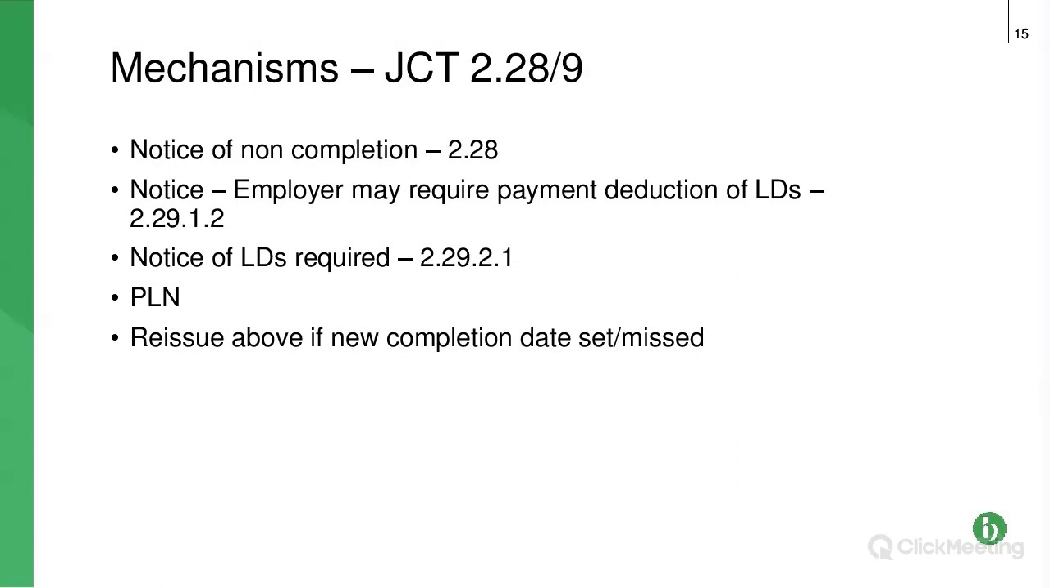The mechanisms, so this is JCT. I want to skip this, but why I've included it in these slides is to give you a full picture. So this gives you the summary of the notices that the employer has to give in order to deduct liquidated damages. So there are 4 notices there. So, make sure they have given those notices, because without them, they can't deduct liquidated damages.